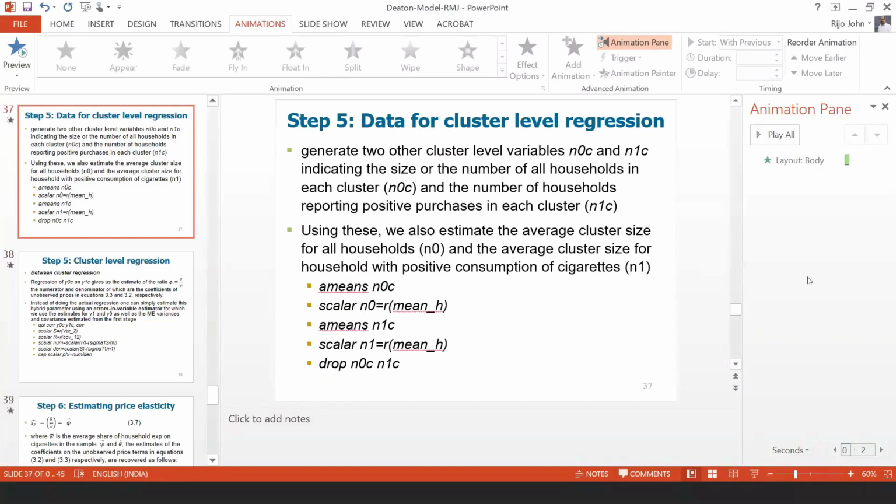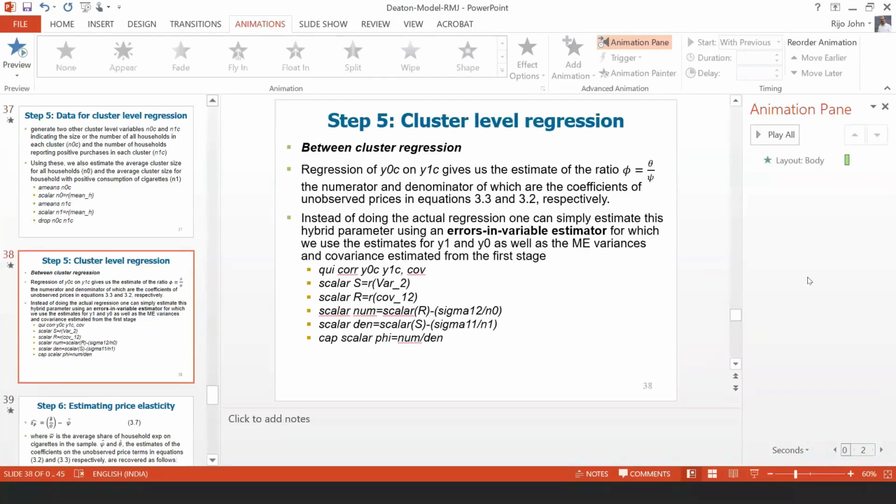Deaton uses a mean to arrive at these averages, because I believe we wanted to be a little bit more conservative here. It is the harmonic mean that is being used instead of the normal arithmetic mean. So you run the A-means command for N0C and store the harmonic mean from that command into a scalar called N0. Similarly, you run the A-means command for the N1C variable which we created, and then create the scalar N1 as the harmonic mean from that. So now we have N0 and N1 generated.